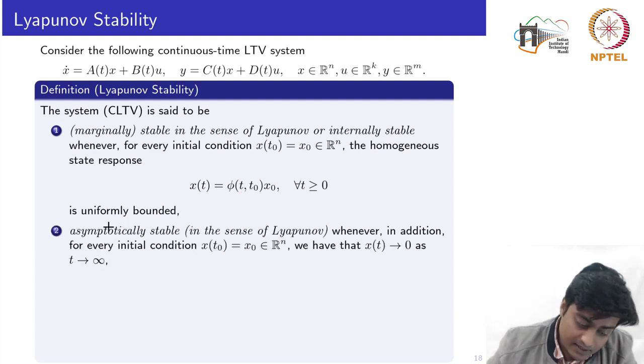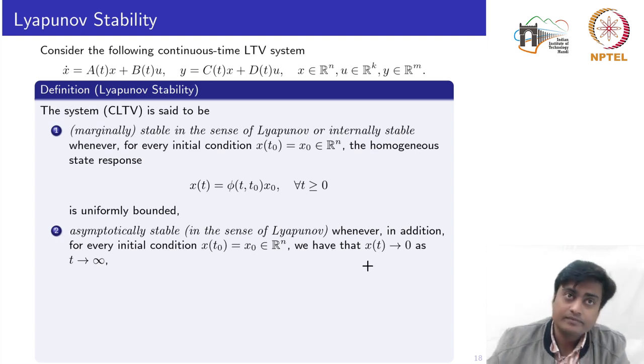The system is asymptotically stable, again in the sense of Lyapunov, meaning the definition we had seen in the last slide, whenever in addition to the first point, for every initial condition x naught, we have that x(t) tends to 0. Here I have chosen the steady state value to be 0 at the outset, as t tends to infinity.